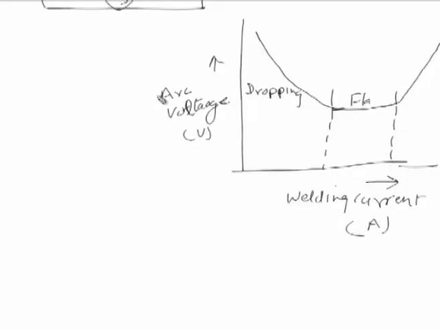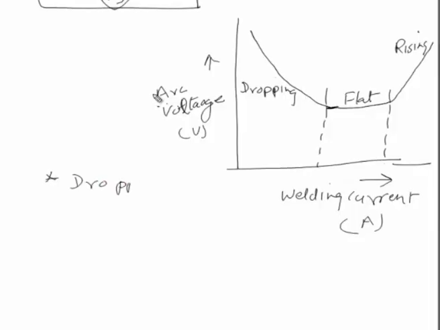a decrease in the arc voltage with the increase of the welding current takes place. Second is called the flat region, where the arc voltage largely remains constant with the increase of the welding current, and the third one is where there is an increase in arc voltage with the increase of the welding current. So, these are the three zones in the arc characteristic curve, which shows the relationship between the arc voltage and the welding current: the dropping characteristic zone, the flat zone, and the rising one.